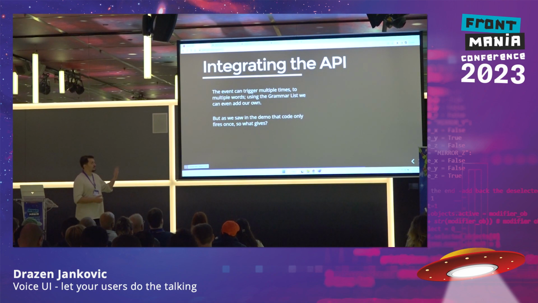Using the grammar list, we can even add our own words. So let's say there's a color that I like, but it doesn't have a name. I could give it a name and then connect it to an RGB value. But as we saw in the demo, it only fires once. And this has to do with that continuous false that we set at the beginning. What you want to do is that your app keeps listening to any changes made.